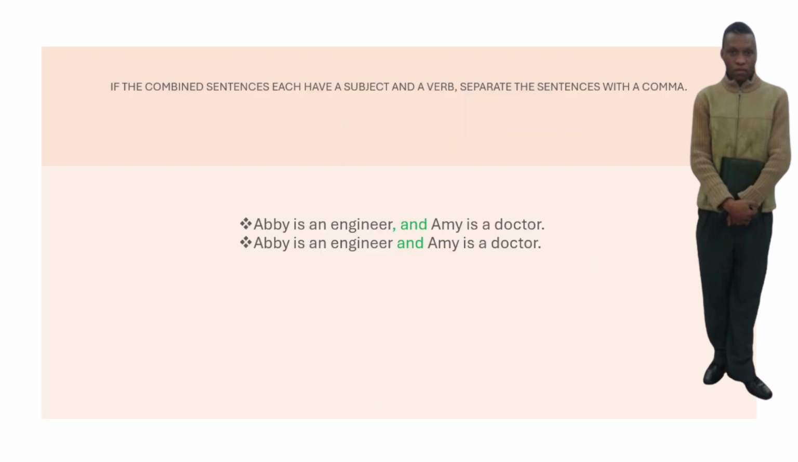Now, if we combine the sentences, and each has a subject and a verb, separate the sentences with a comma. Abby is an engineer, and Amy is a doctor. So when you take a look, Abby is an engineer. We link it here with a comma, and Amy is a doctor.